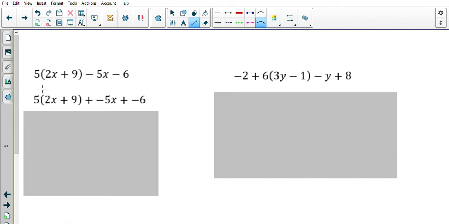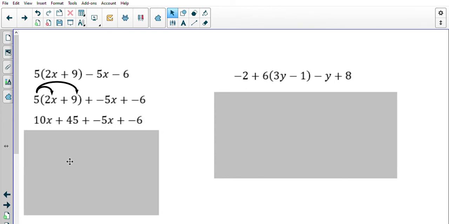So now distribute the 5 into the parentheses. So we're going to take 5 times 2x and 5 times 9. So we've got 5 times 2x to get 10x, 5 times 9 to get 45. So I'm going to highlight this in blue. These parentheses became this statement right here.